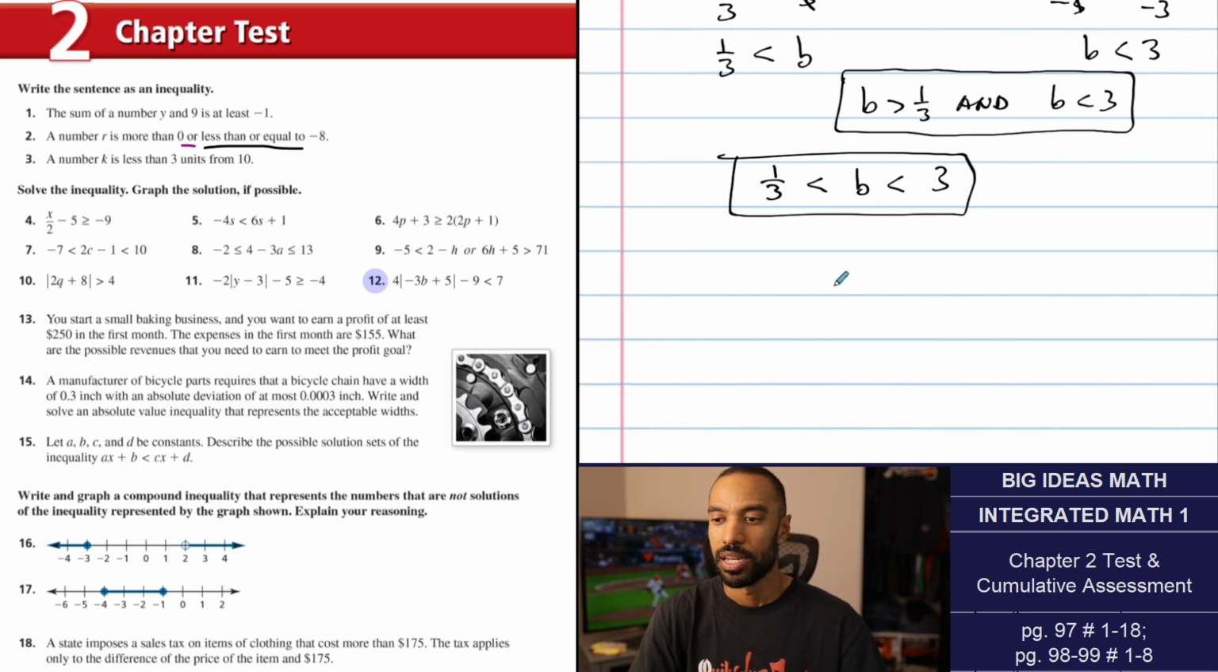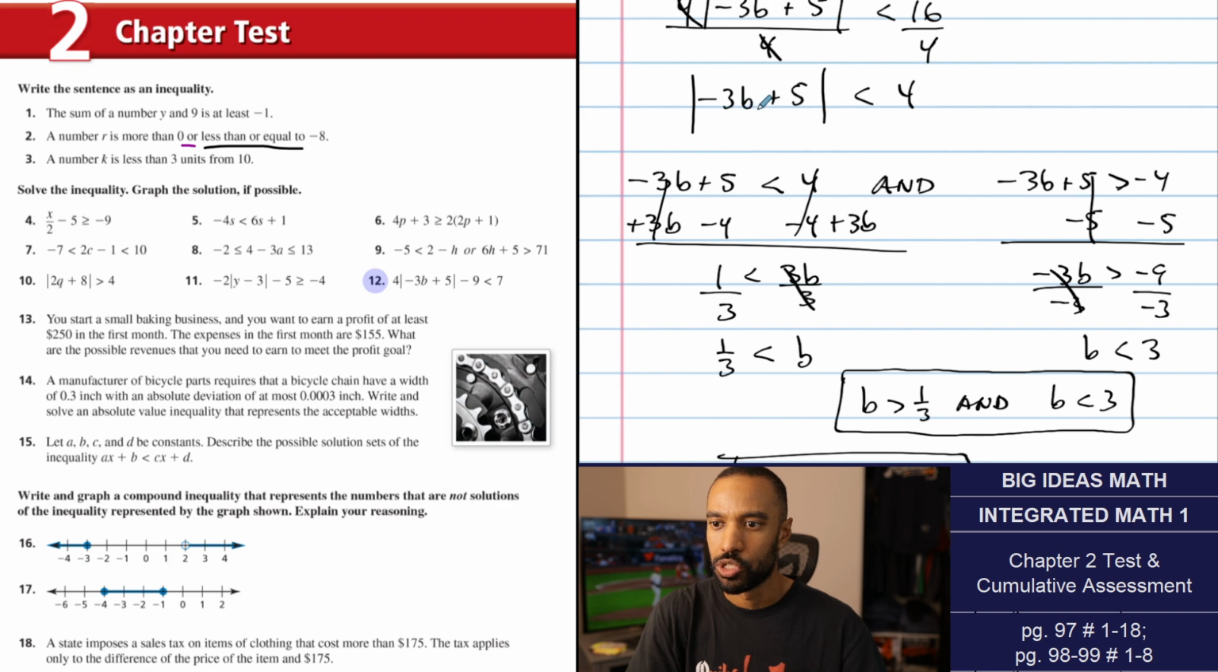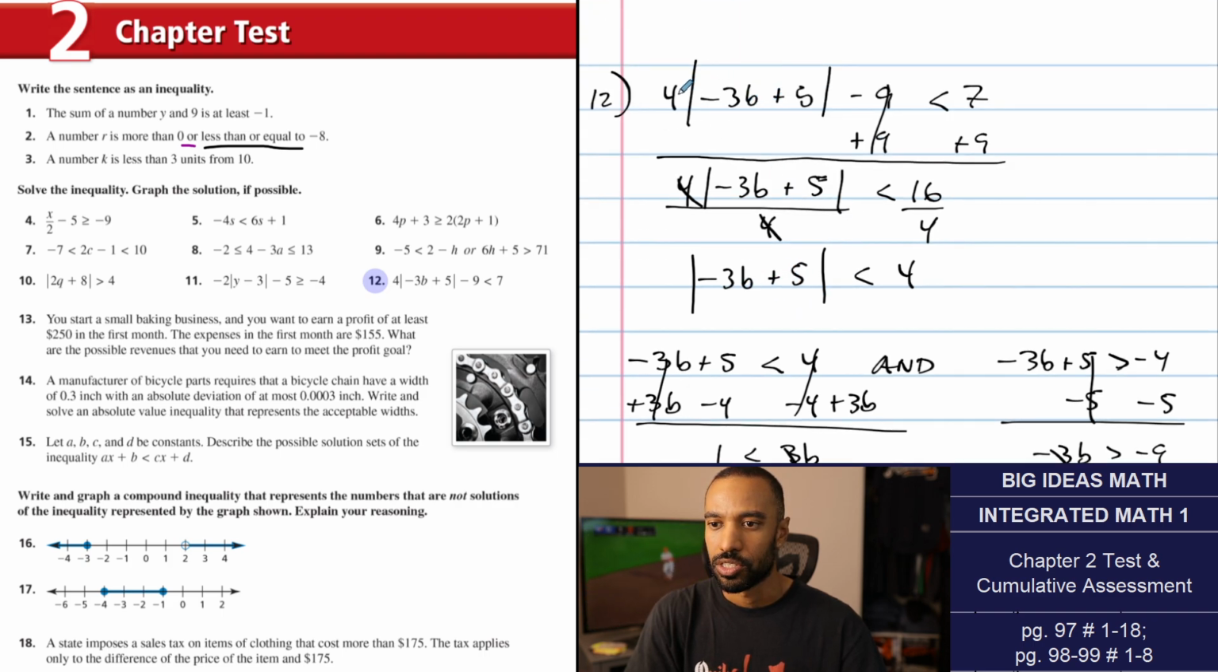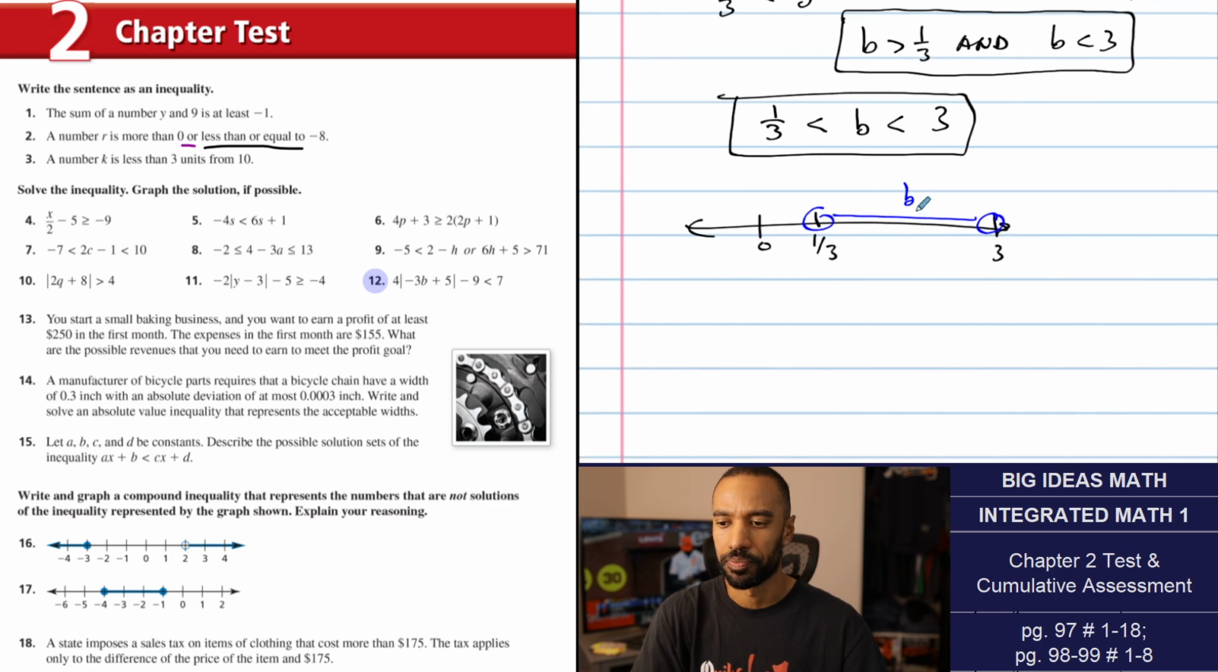Now we still have to graph it, and this is, I think, the first time besides the no solution case that 0 is not a solution. 3 is all the way out here, and b has to be between here and here. Now b can't be 0. Let's see that that's true. 0 plus 5 is 5. Absolute value of 5 is 5. Times 4 is 20. Minus 9 is 11. 11 less than 7? I don't think so. So that seems to hold up.